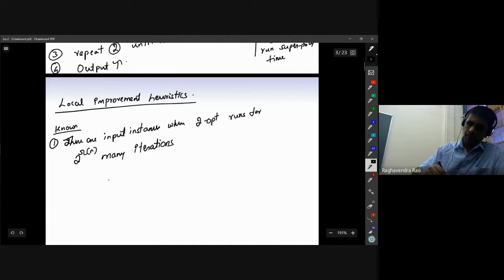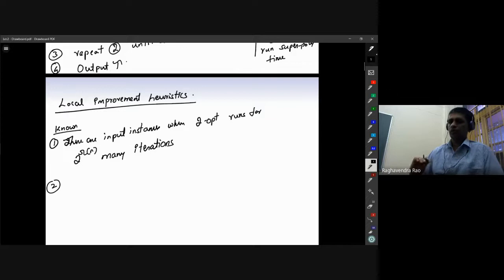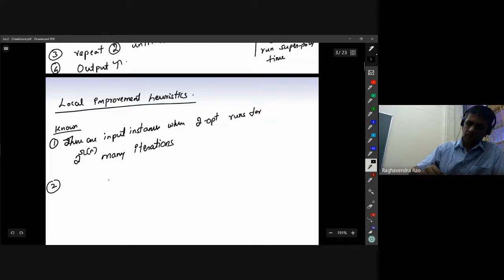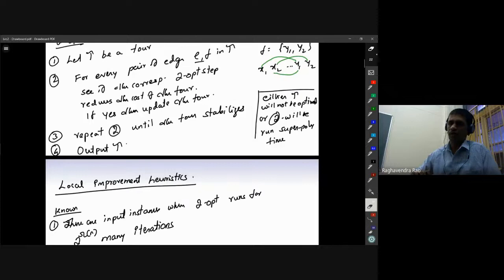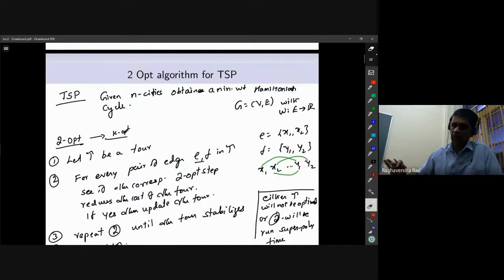for the output, we need to make some assumptions, on how good or how bad the output is. I'll describe that first. For the output, the unfortunate thing is if you just assume a general graph, in fact, we can show that if you take any algorithm, say a polynomial time algorithm in particular, it cannot output a tour which is better than a polynomial factor away from the actual value.